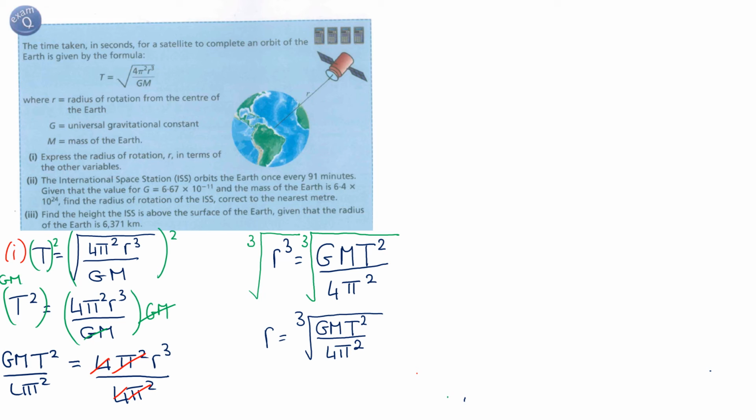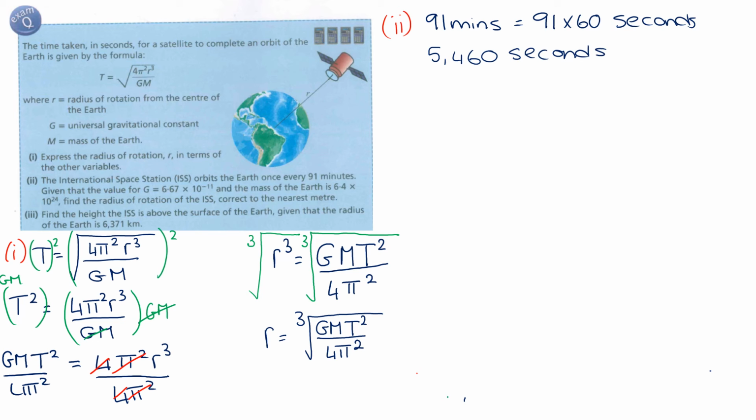Okay, so that's your time, but be careful because in this formula, t is the time taken in seconds. So the first thing you'll have to do is convert 91 minutes to seconds. So let's do that. So 91 minutes is going to be 91 by 60 seconds. So that gives me 5,460 seconds. So we're going to need that. That's t.